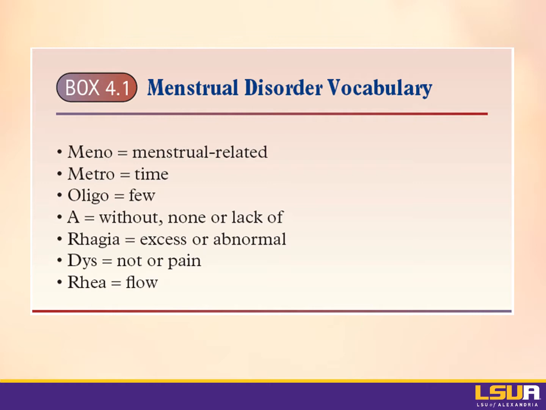Meno is menstrual. Metro is time. Oligo, you already know this from oligohydramnios, few. A is without or lack of. Rrhagia, excess or abnormal. Dys, it either isn't happening or it's painful. Rhea is a flow.